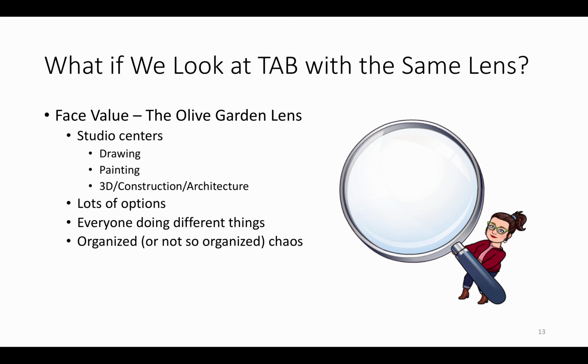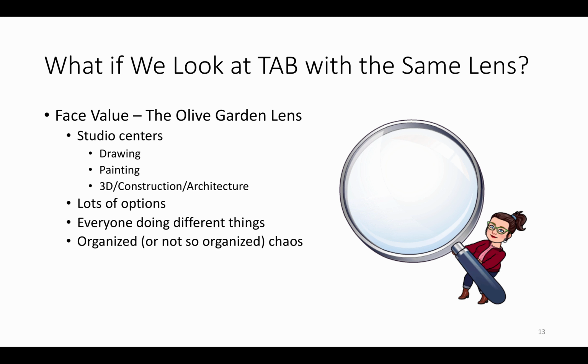Now that I've taken you on a field trip to talk about Italian food, I want to use that same lens, the Olive Garden lens versus the authentic lens, to look at TAB classrooms or TAB studios. So if we look at face value using the Olive Garden lens and look at TAB studios, here's what we see. You go in a room, you're like a principal or a parent or someone who doesn't know about TAB, and you grab a stranger and bring them into your room, say, what do you see here? And they might say, okay, well, I see over here you got drawing, and here you got painting, and here you got construction or 3D or whatever you call it.